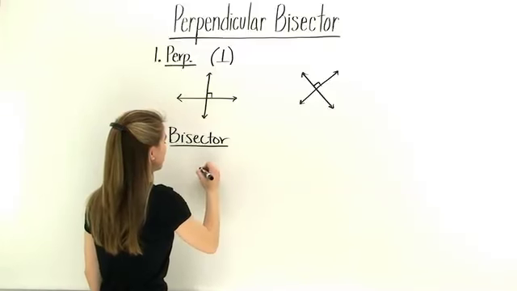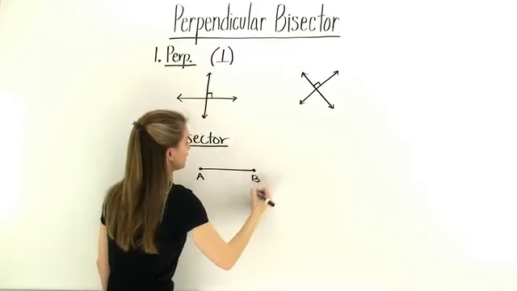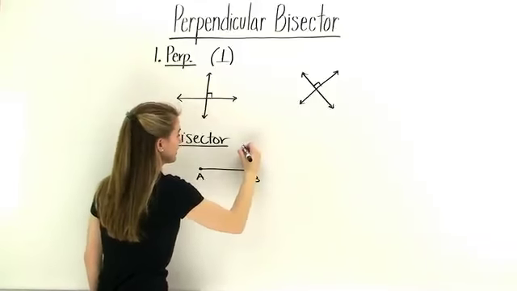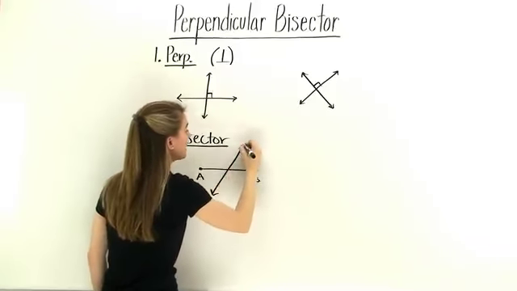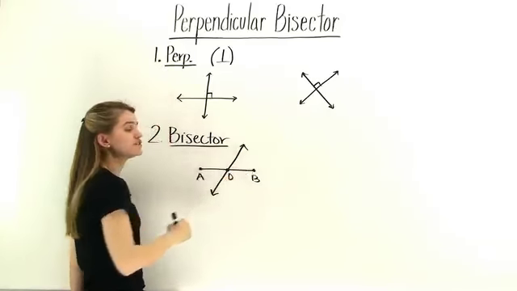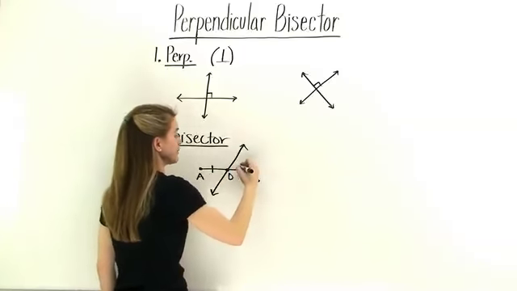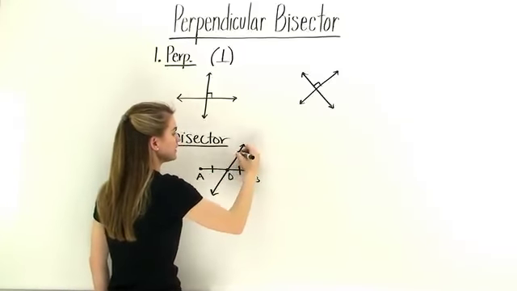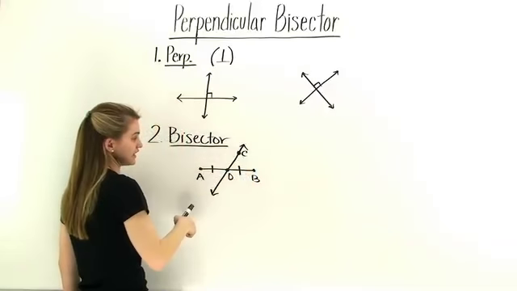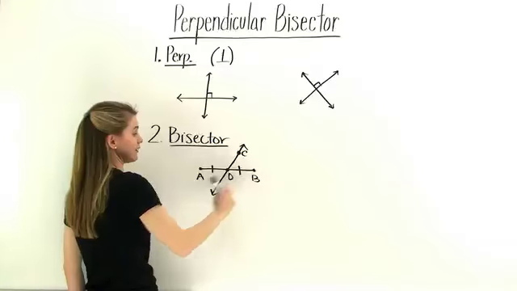Let's say we have a segment, and we'll call this segment AB. Well, we can say that this line here bisects segment AB if it divides the segment into two congruent segments. That would mean segment AD is congruent to segment BD. And let's go ahead and call this line CD. So we can say line CD is a bisector of segment AB.